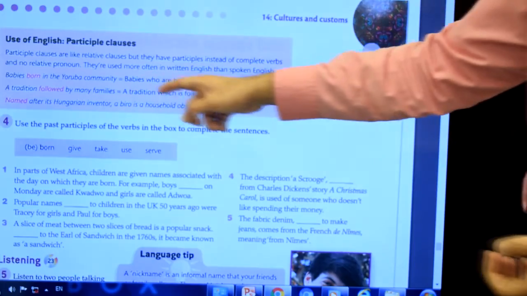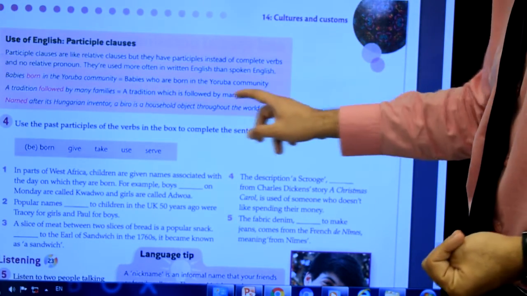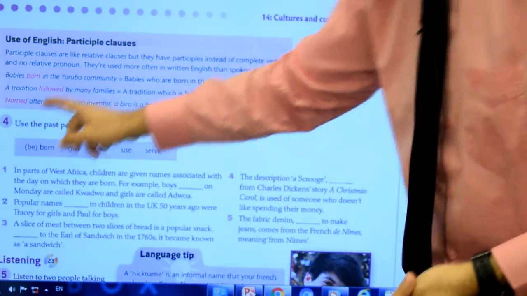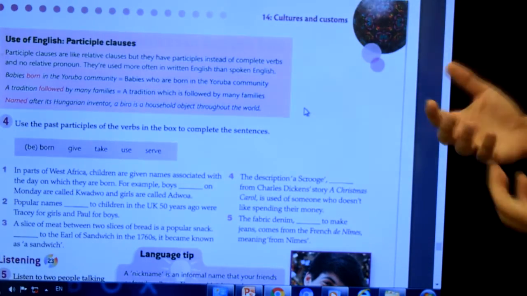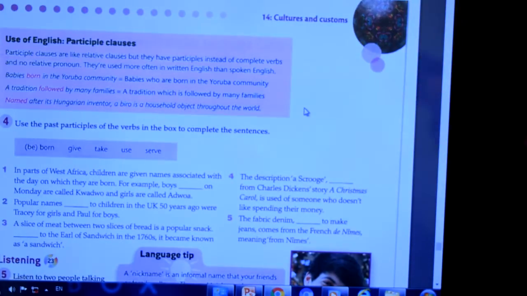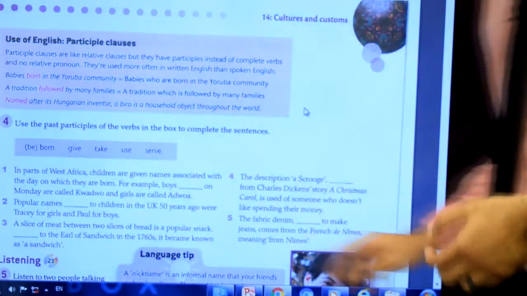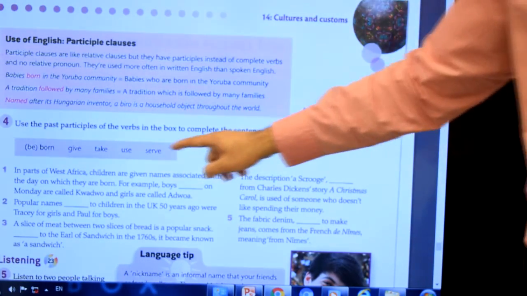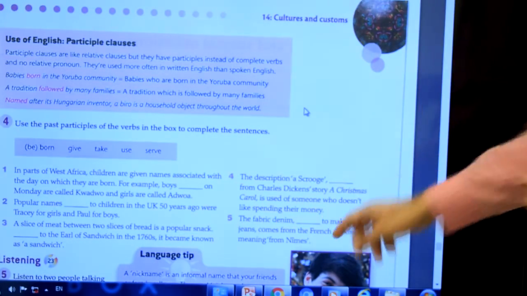Now also we have another one, a tradition which is followed by many families. So you're going to omit which, then is, and you say a tradition followed by many families. And this is more common in written language, rather than spoken English, and makes it easier for you when you come to write. So at the end of the day, we come to question number 4, and we use the given choices here. Of course, you're going to change them into participles so that they fit into the spaces.